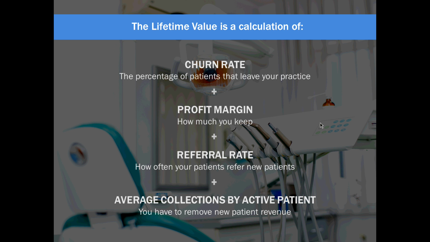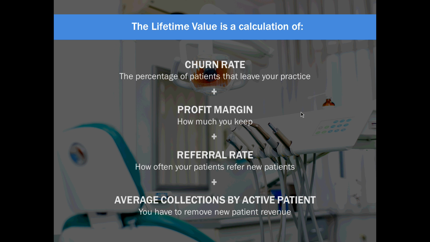The actual parts of the lifetime value calculation has a few different areas that you need to be familiar with, because if any one of these break down, your value is going to dip. So if you see a dip, you need to be able to look and see, okay, was it because of my churn rate? Was it because of my profit margin? Was it because of my referral rate? Was it because of my average collections to active patient?